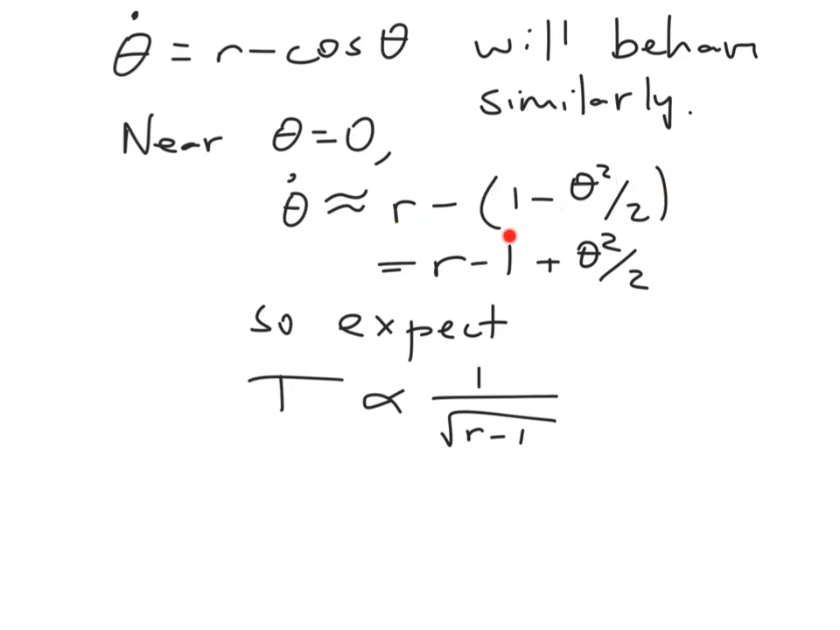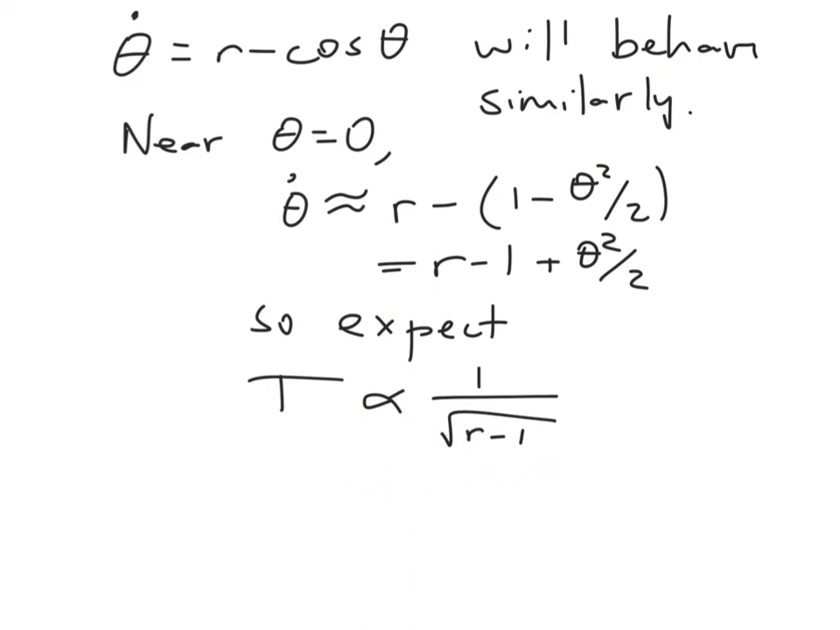And so what you can see is that I have a constant plus theta squared over 2. Well, that's basically constant plus x squared. These are really similar in form. And so I expect time to go as 1 over the square root of r minus 1. There could be a factor of like 2 in there or something, but I don't care about constant factors. The thing I want to know about is the dependence on r, and you can see that we still have that square root dependence.